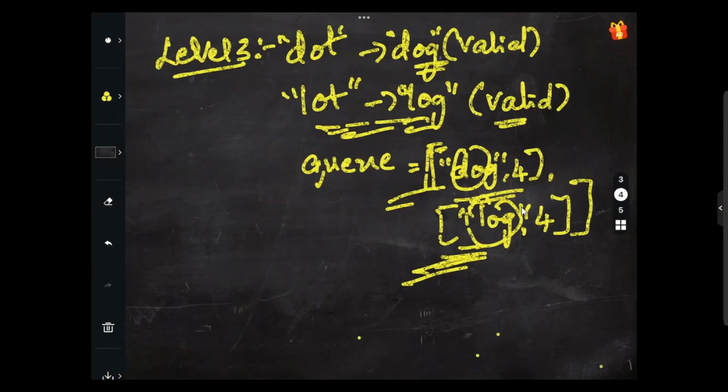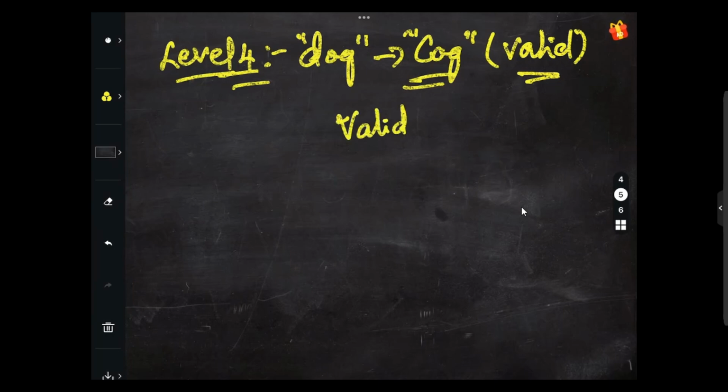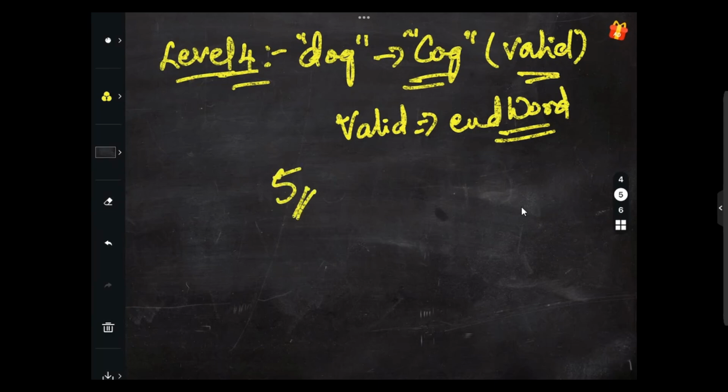So this is valid because here only one letter, this one, C, is replaced by D, right? So valid reaches the end word. So now we have to stop the BFS, right? So we stop and return 5. We'll return 5 because the number of words in the sequence is 5 in this case, right?